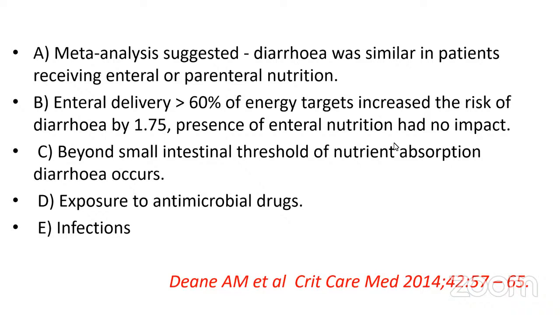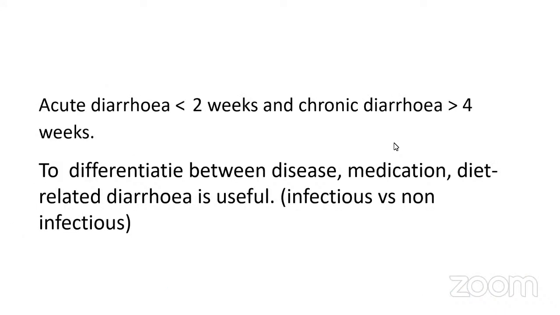It is also caused by exposure to antimicrobials and infections. These are all the various causes. The most important is also the rapid achievement of targets. If you try to achieve very high targets in the first or second days after a patient is sick and not taking an adequate diet, and you target more than 60% on the first or second day, then diarrhea is more. You can slowly, over the next 3 to 4 days, achieve more than 60% in this type of chronically malnourished patient. Acute diarrhea is less than 2 weeks, and chronic diarrhea is more than 4 weeks. Differentiating between disease, medication, and diet-related diarrhea is useful in deciding whether it is infectious or non-infectious. Next slide, please.